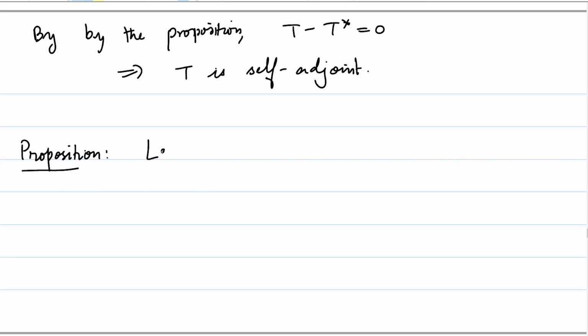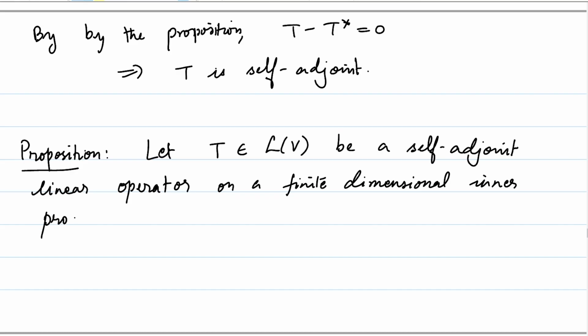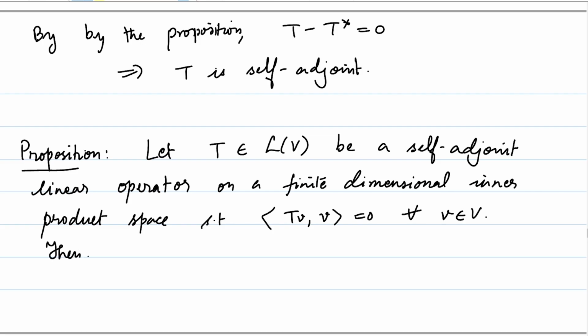So let T be a self-adjoint linear operator on a finite dimensional inner product space, such that the inner product of TV with V is 0 for all V in capital V. Then T is identically equal to 0.